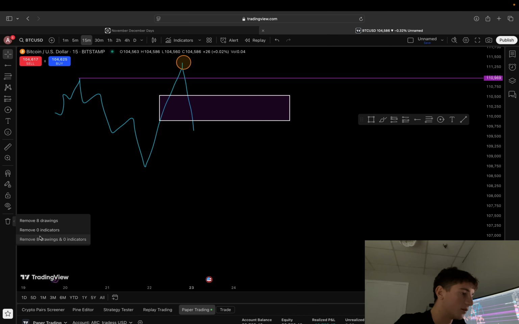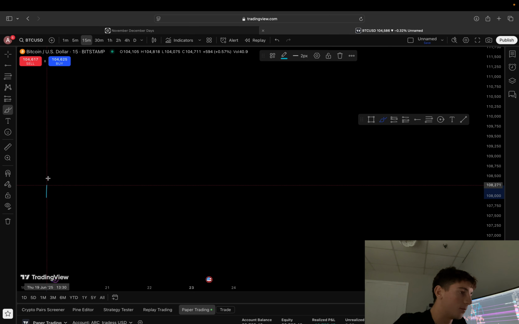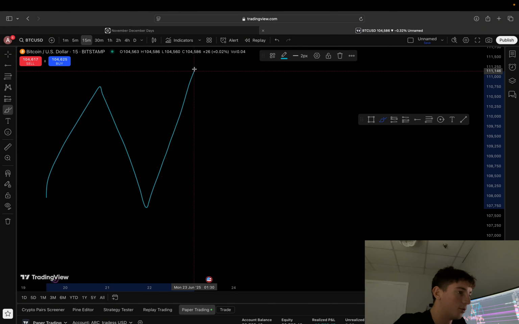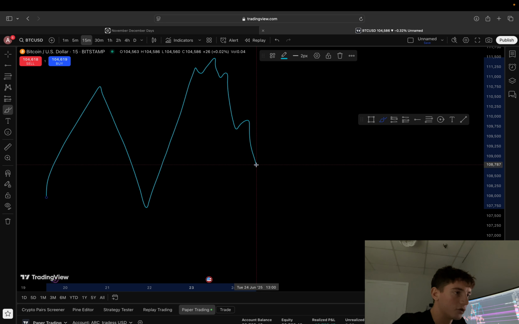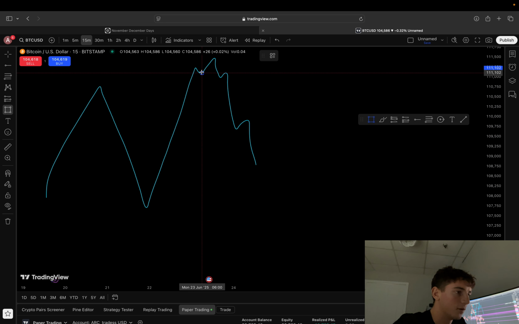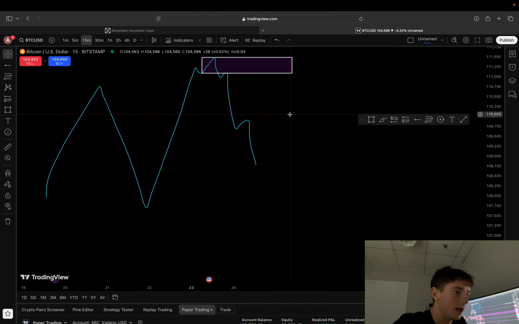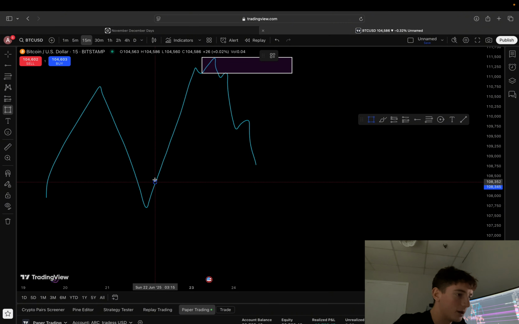Let me draw it out for you guys a little bit better. So, previous high, boom, here, move up, and then start a new trend. Here's my order block, the move up before the move down. And then let's say we have a fair value gap here.